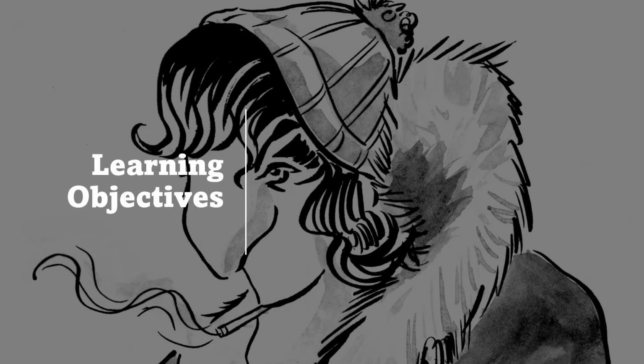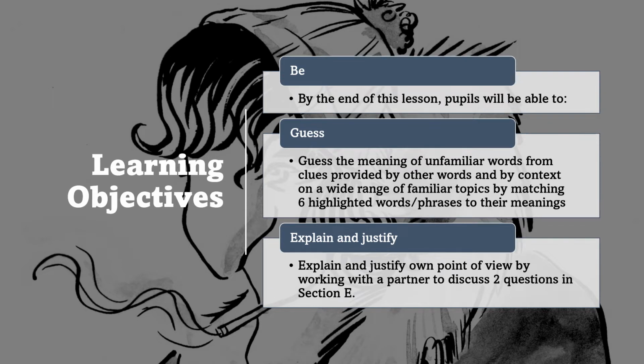Learning objectives. By the end of this lesson, you will be able to guess the meaning of unfamiliar words from clues provided by other words and by context on a wide range of familiar topics by matching 6 highlighted words or phrases to their meanings. Explain and justify your own point of view by working with a partner to discuss 2 questions in section E.